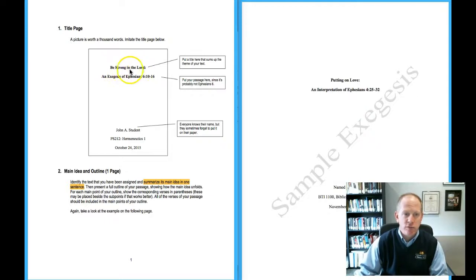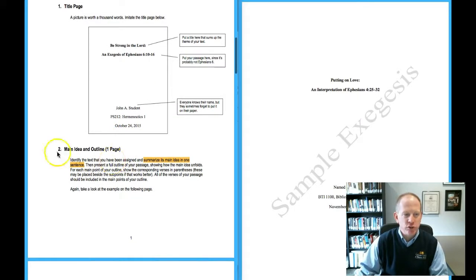Notice that the title of your paper, whatever that will be, is on the first line, and then an exegesis of Ephesians, but for us it'll be 2:1 through 10. And then, of course, at the bottom in non-bold text will be your name, the course, and the date. That's my birthday, October 24th, so you can always remember that as you look back at this assignment.